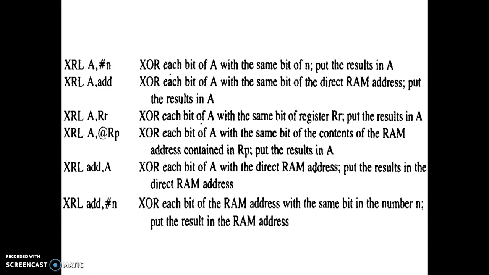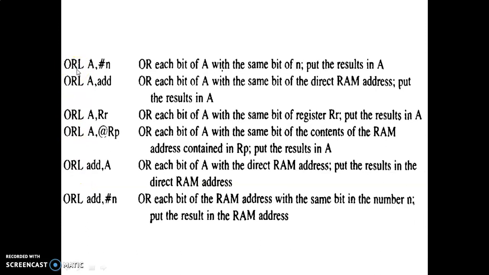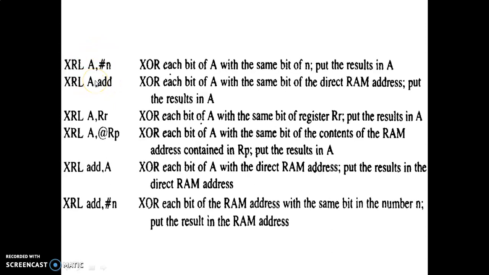And coming to the third one, we are talking about XOR now. What is the mnemonic for XOR? XRL. If you see, the instructions are the same as the ANL and ORL instructions, but the difference is that the mnemonic will be XRL. You can see XRL A, #n, ORL A, #n, ORL A comma address, XRL A comma address. The instructions are the same, but the only difference is that the mnemonic will be XRL.